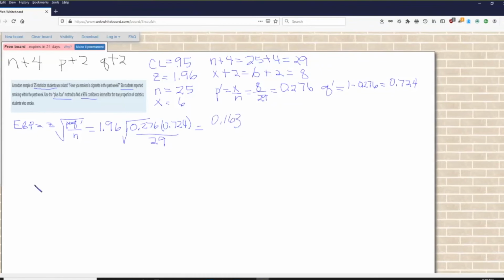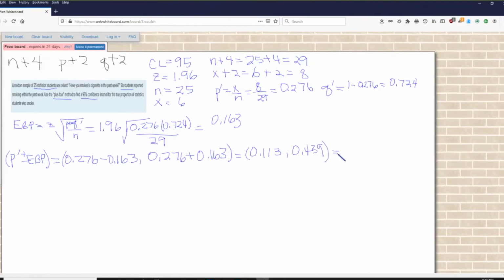When I calculate all of that, that gives me 0.163. Now I put it in my confidence interval formula, which is p prime, the estimated proportion of successes, plus or minus the error bound of the proportion. So that's 0.276 minus 0.163 for my lower bound, and 0.276 plus 0.163 for my upper bound. That gives me 0.113 for my lower bound and 0.439 for my upper bound.